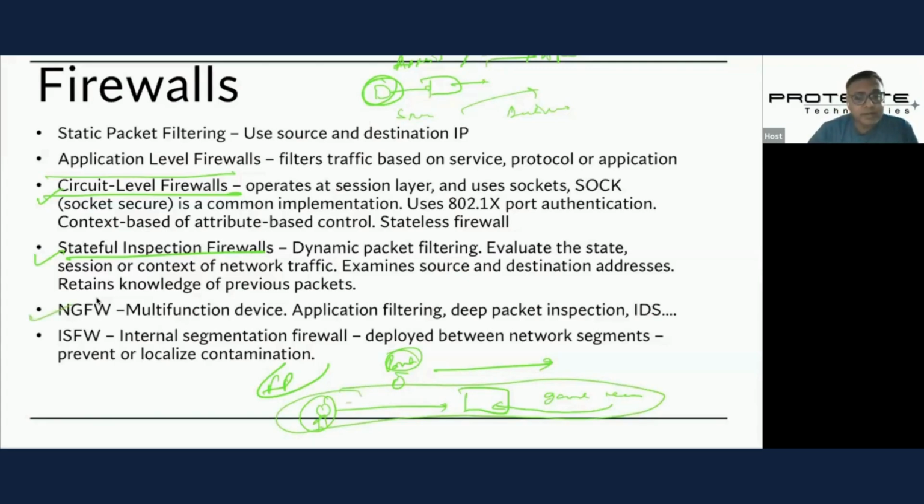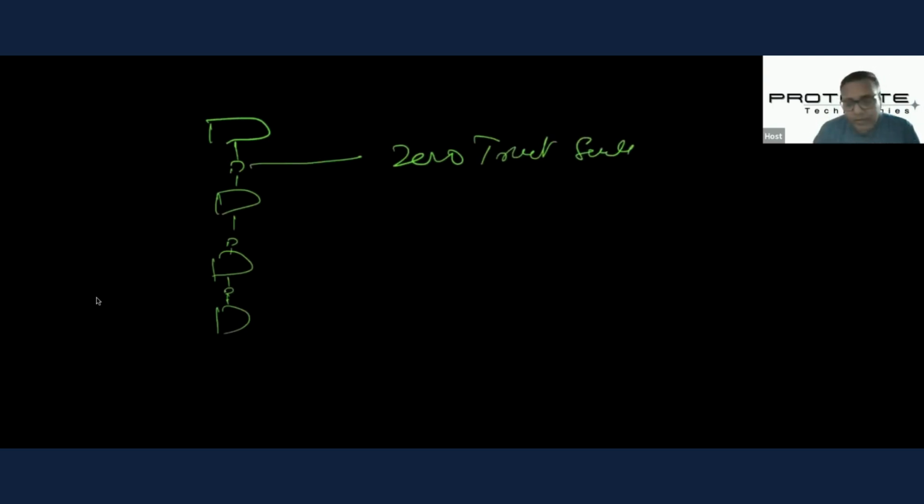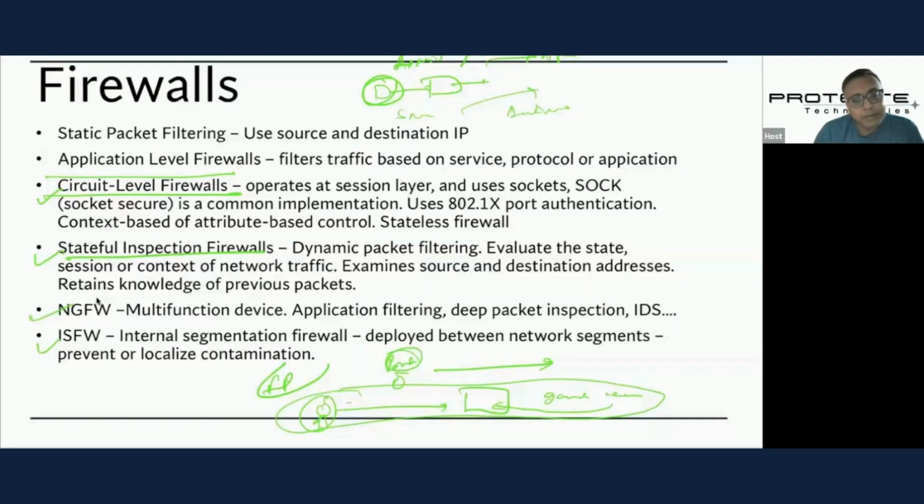And then you have new generation firewalls, which are multifunction devices. They can do IPS, IDS, network inspection, and application level inspection. And then you have the inter-segmentation firewalls. Within an enterprise, if there are multiple switches and multiple networks, to segregate each and every network component you can have small firewalls in between to implement something called zero trust security. So inter-segmentation firewalls are inside your enterprise to segregate small network perimeters.